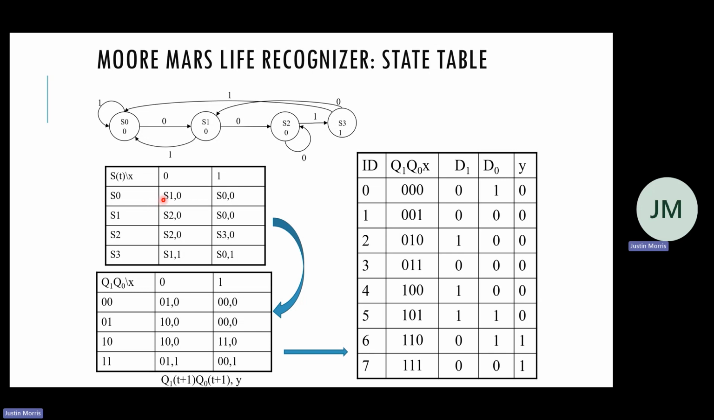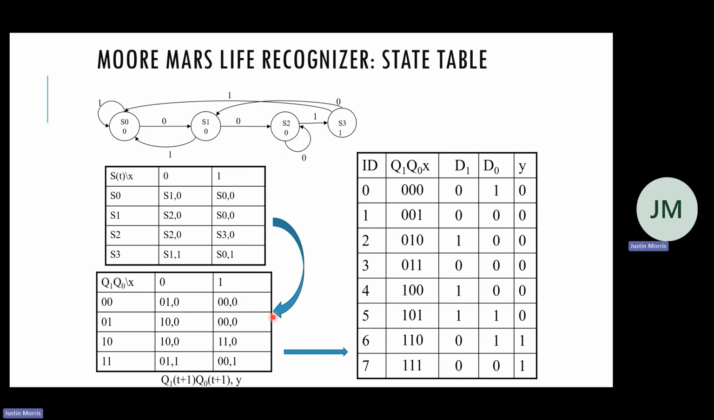The only thing that depends on the input is what the next state is going to be, right? So for S0, if it's a 0, I go to S1. If it's a 1, I stay in S0. And then once we have this table, which is just the translation of this diagram, we can give the states their binary encodings. So 00 represents S0, 01 is S1, 10 is S2, 11 is S3. And then we translate all of those to the binary encoding as well.